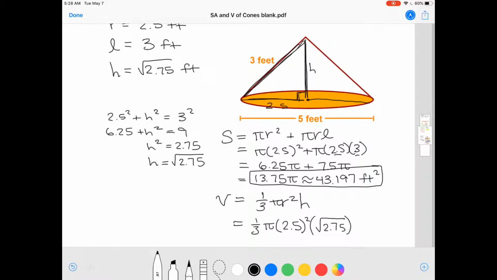No rounding until I write down my final answer, which is, I'm getting 10.85, round that up to 4. That is volume, so that would be in cubic feet. And that's all there is to cones. Not too bad.